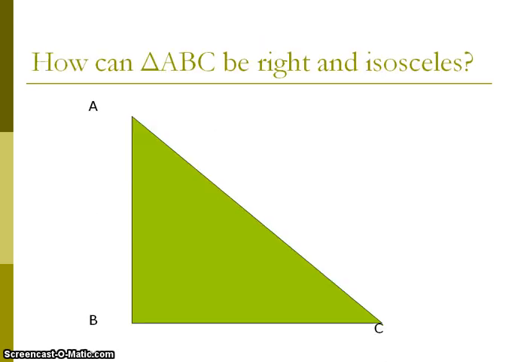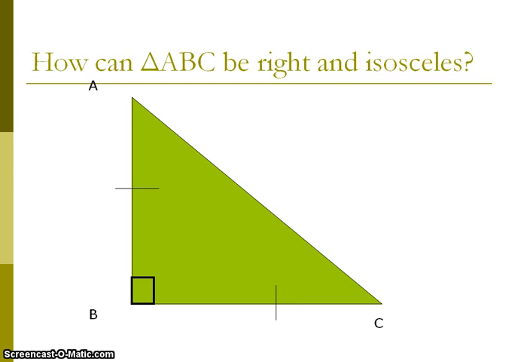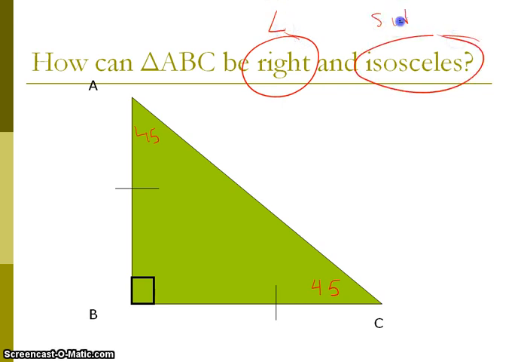How can ABC be right and isosceles? Well, if this were 90 and this were 45 and this were 45, these two side lengths could be the same, and it could still be a right triangle and be isosceles, because right is referring to angles and isosceles is referring to side lengths. So they are not mutually exclusive. You can be a right triangle by your angle measures and isosceles by your side lengths.